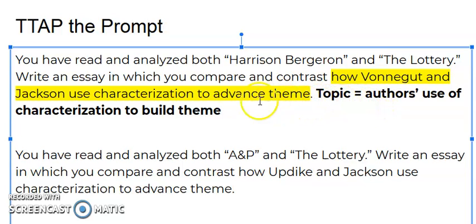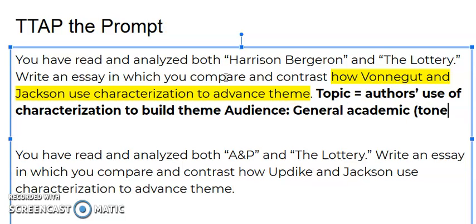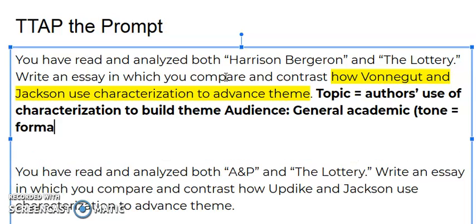All right, so the next thing that I need to do is find my audience. So there's no audience stated here, but this is obviously an academic prompt because I'm writing about pieces that I have read in class. And so I'm going to make a note again that my audience is general academic. And you know what? That tells me that my tone is going to be formal.